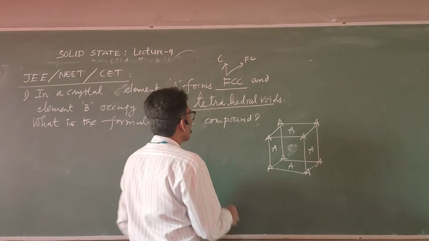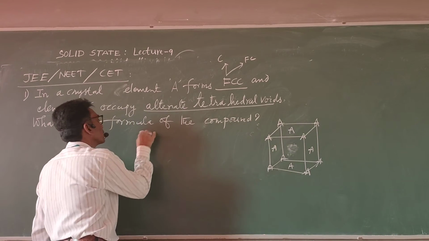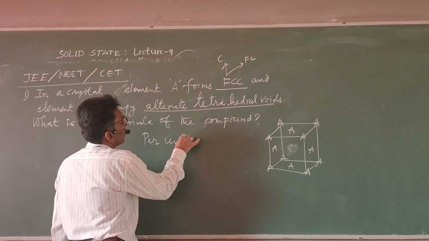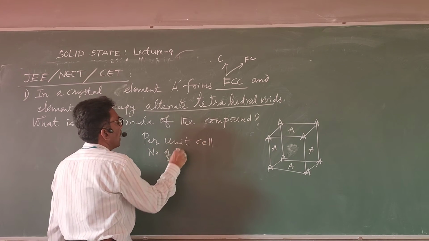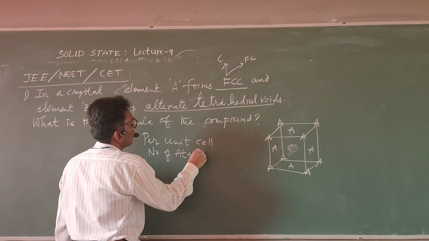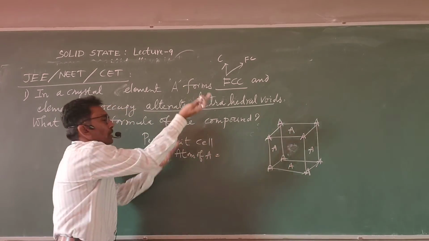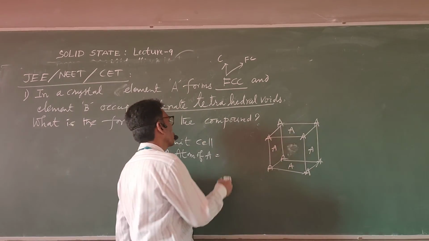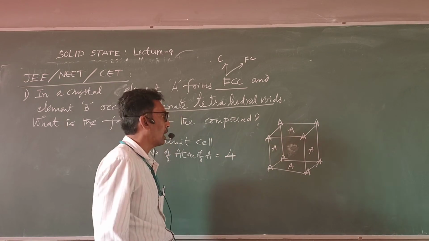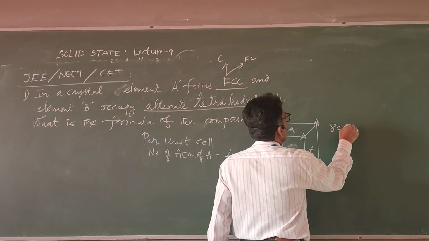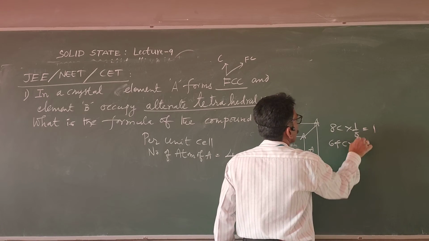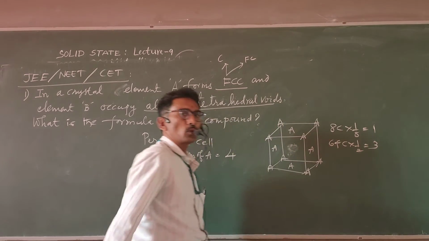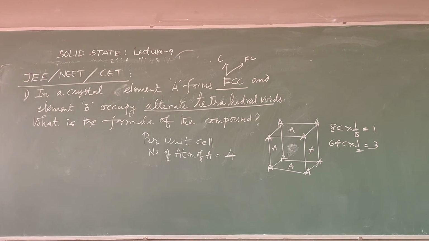So, how many atoms of A are there per unit cell? As usual for FCC, that is 4. Z we calculated how? 8 corners into 1 by 8 is 1, and 6 face centers into 1 by 2 is 3. That 1 plus 3 is nothing but 4, which is direct information.